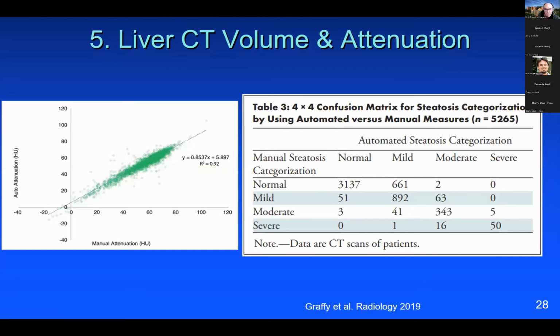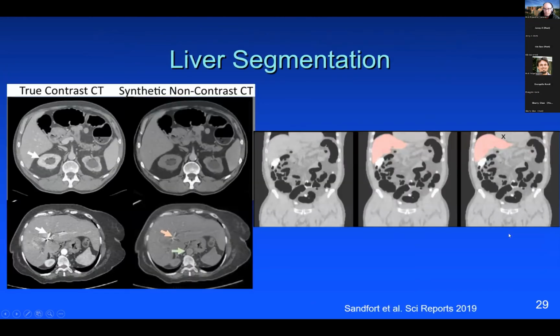In this validation study we published in Radiology in 2019, we found an excellent correlation between manual and automated measurements, 0.92. And in this confusion matrix, we found excellent classification of different amounts of liver fat, comparing automated and manual measurements.